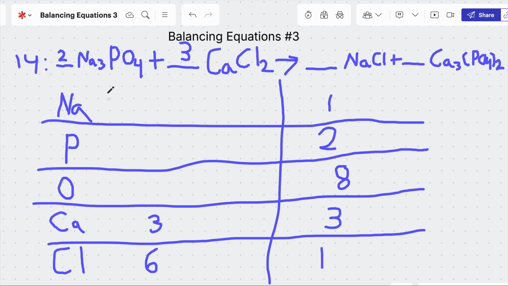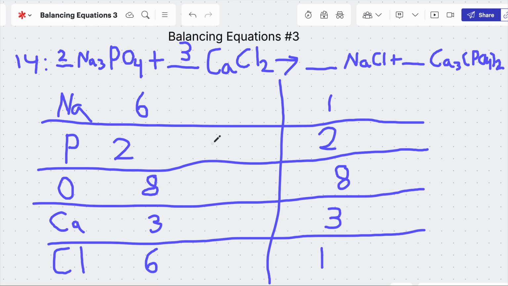So start with P's. 2 times 1, that's just 2. Right now, NA's, 2 times that 3, that gives us 6. And do the same thing for our O's. 2 times 4 gives us that 8. Awesome. So now all we need to change is our NA's and our CL's, and luckily those are together.